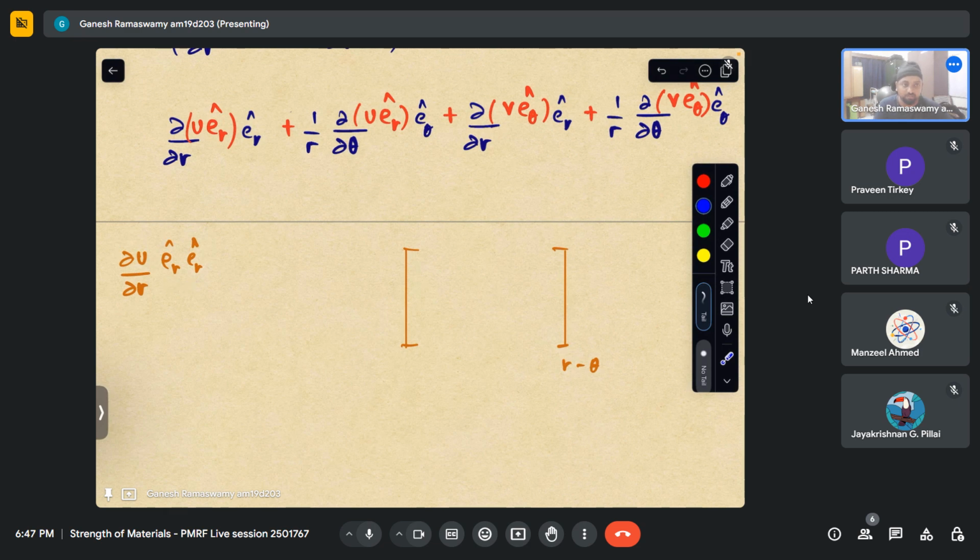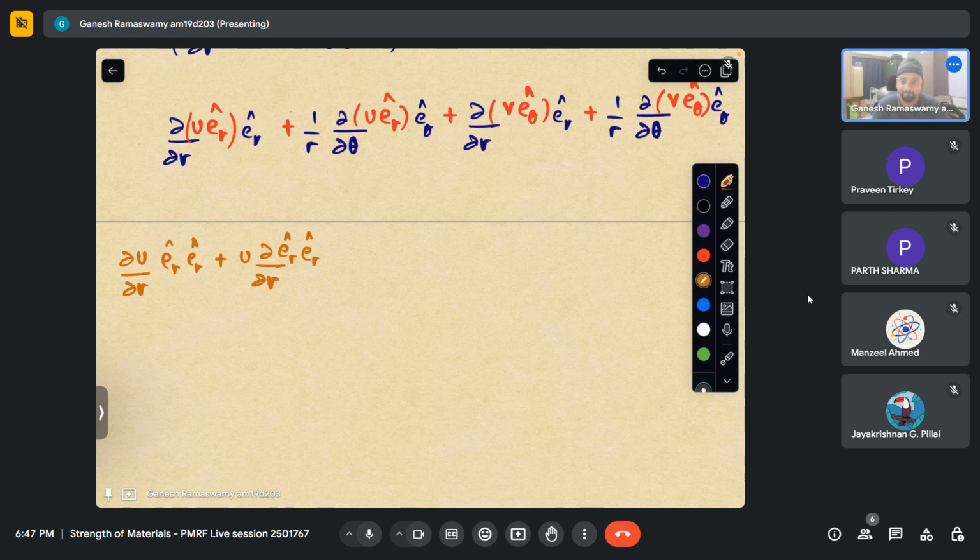All right. So with that explanation, I have differentiated the first term. I have to differentiate the second term also because we are applying the product rule. So u will come out. So this will be plus u, or let me write it in fact, plus u dou by dou r of e_r cap, e_r cap.